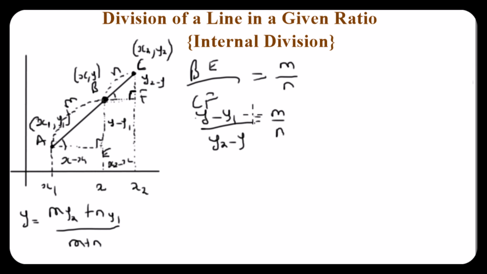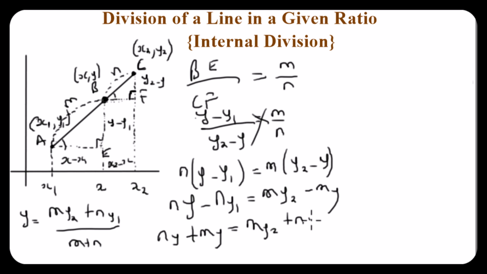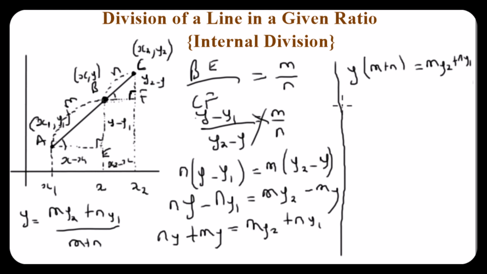Again, if we cross multiply, we have n in the bracket of y minus y1 equal to m in the bracket of y2 minus y. Here we have ny minus ny1 equal to my2 minus my. Again, group the y's together and the ones and twos together also. So grouping them, we have ny plus my equal to my2 plus ny1. Okay, so y is common here, we can factorize. So factorizing this, we'll be having y in the bracket of m plus n, and this is equal to my2 plus ny1. Finally, divide both sides by m plus n, and then we'll be having y equal to my2 plus ny1, everything divided by m plus n.